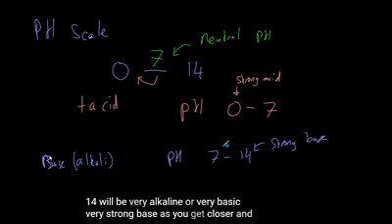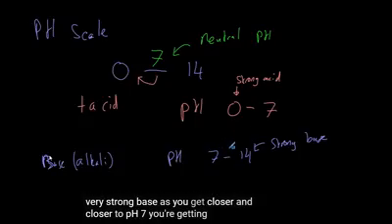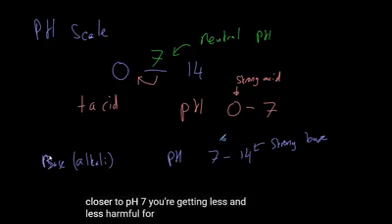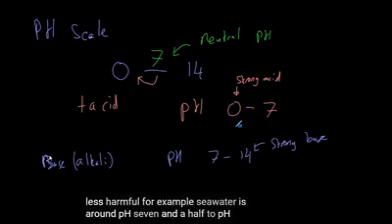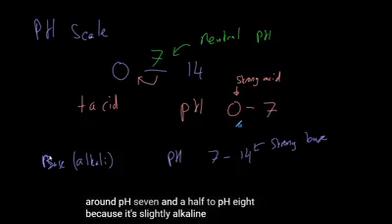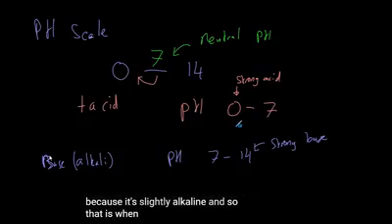As you get closer and closer to pH 7, you're getting less and less harmful. For example, seawater is around pH 7.5 to pH 8 because it's slightly alkaline, and so it's not as harmful at all.